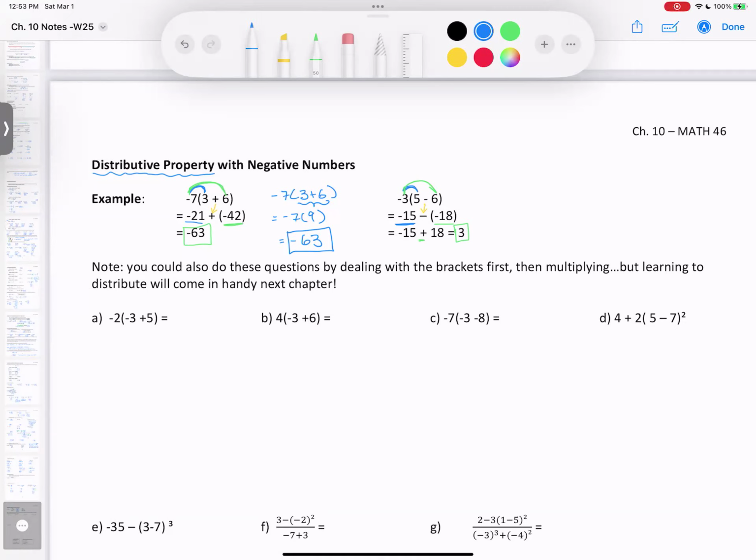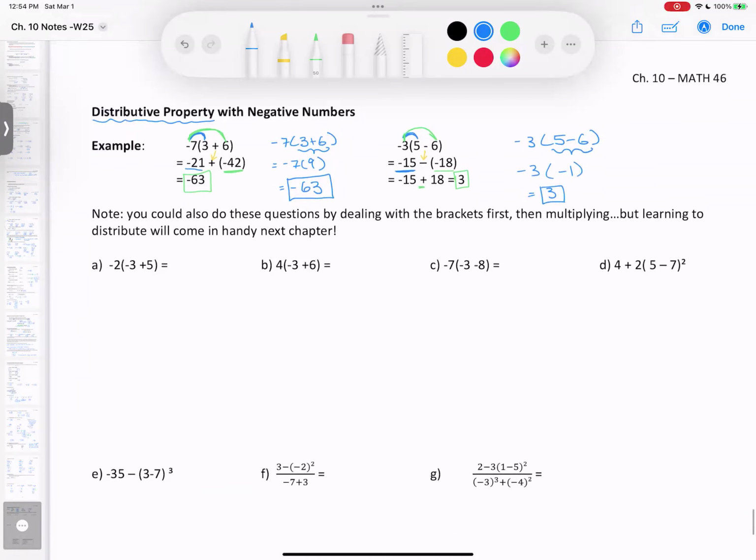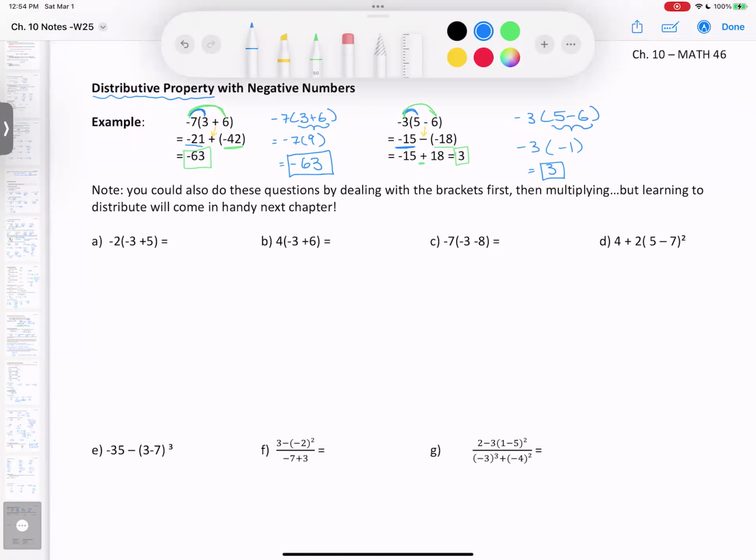So the next one, again, let's just do with BEDMAS to show we can. So here's the question. With BEDMAS, we'd start with, in the brackets here, 5 minus 6 gives us -1. So we get -3 times -1, and that gives us 3. So we get the same answer. Okay, but let's do these next ones using the distributive property. The next 3 here, we can all use the distributive property for.